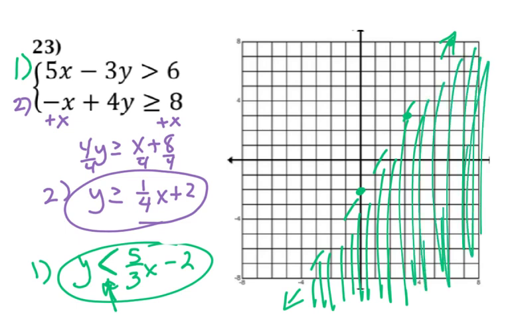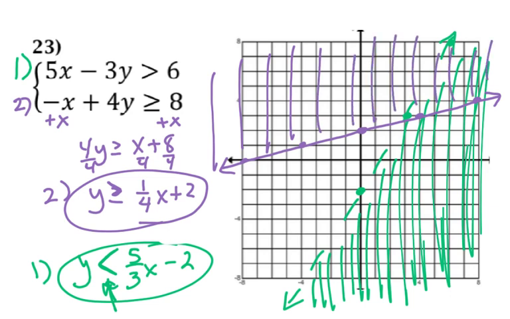Okay, the next one in purple, I'm going to start it at positive 2. I'm going to go up 1 over 4, down 1 backwards 4. I'm going to have a solid line on this one. And it says y is greater than. So greater than is going to be up here.